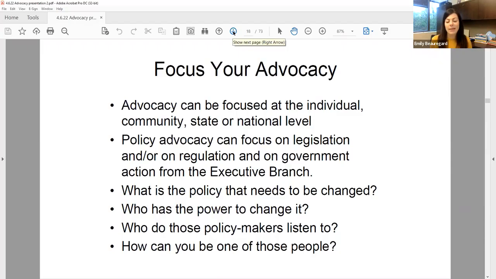So just a few things, as you're thinking about how to focus your advocacy, there's some good questions that you can be asking yourself. That is, what is the policy that needs to be changed? Do we start at the local, the state, or the federal level? Who has the power to change that policy? The executive branch, state legislature, Congress? Who do these policymakers listen to? Who are their constituents? Who are the influential decision makers? And most importantly, how can you be one of those people? And what's your role going to be as an advocate on this particular topic? We can go to the next slide.